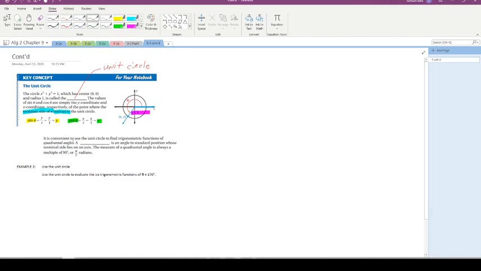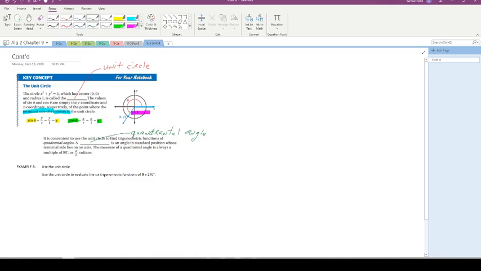Okay, it is convenient to use the unit circle to find trigonometric functions of quadrantal angles. Okay, so let's just fill in this part. Okay, and it's just the same thing as what we just said. A quadrantal angle, okay, is an angle in standard position whose terminal side lies on the x-axis.